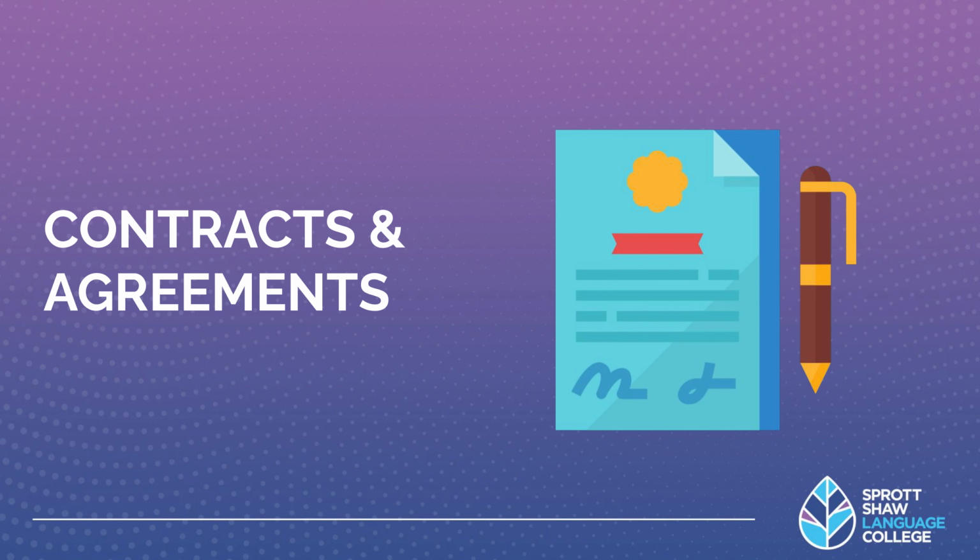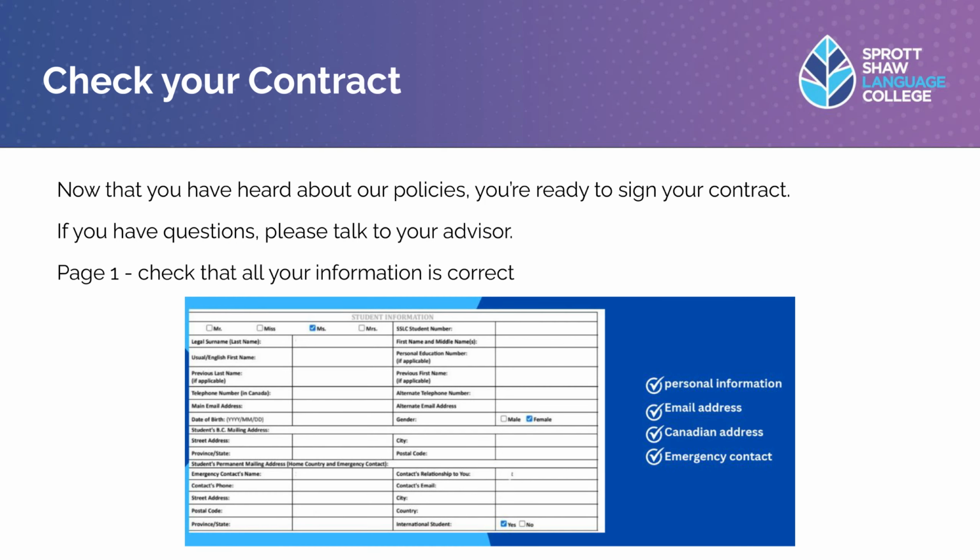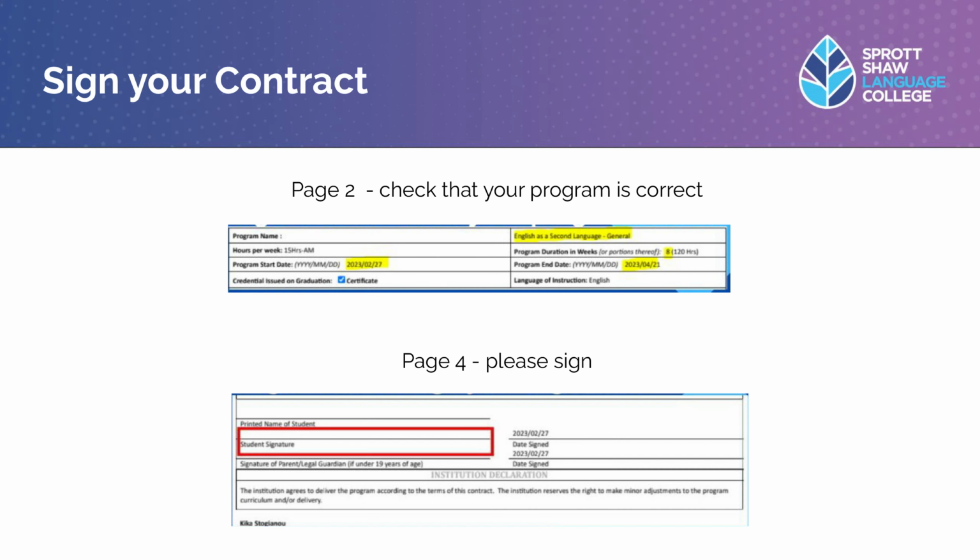Now let's look at your student contract and documents. Do you have a pen ready? Please check your contract. Check your name and address in Canada and emergency contact information. Is your email address correct? If you need to change anything, talk to your advisor. Now you can make sure that your program is correct, your start and end dates are correct, and sign your contract.